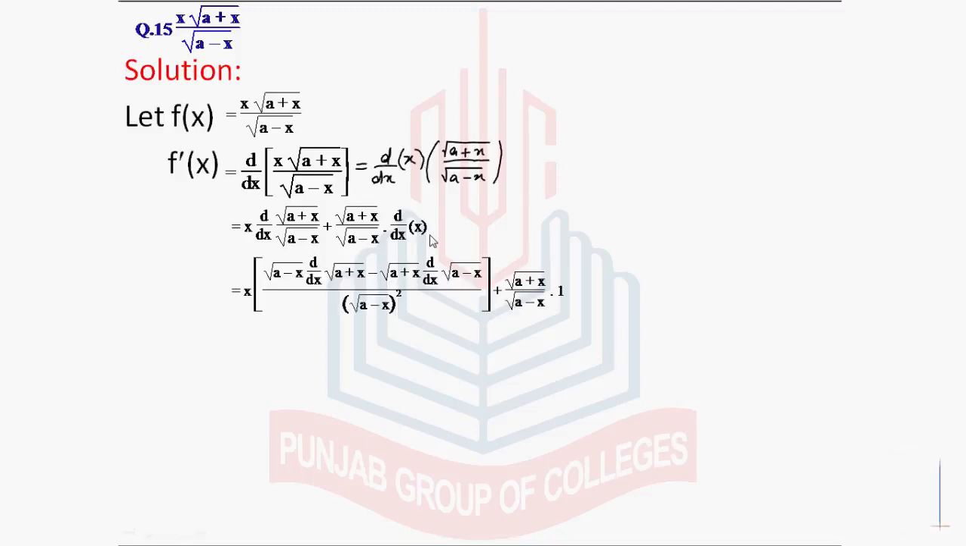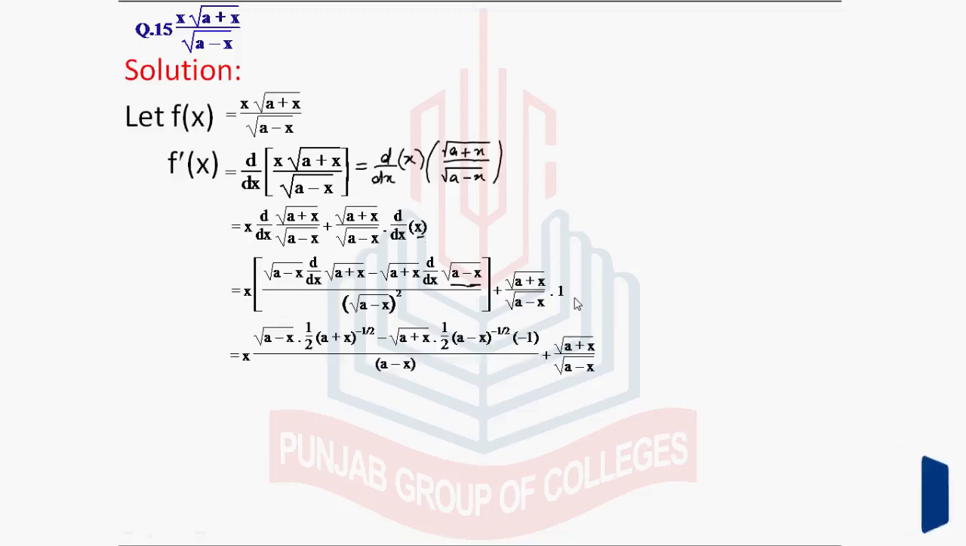So this x is as it is, derivative will apply on this function, and this is of the form f(x) over g(x). So we apply quotient theorem here, exactly the same as we used this technique in question 10 or question number 12. So this will be whole square, this square root a minus x will be as it is, and d by dx of square root a plus x, minus this square root a plus x will be as it is, and derivative will apply on square root a minus x, plus this portion will be as it is, and derivative will apply on x, which is 1.